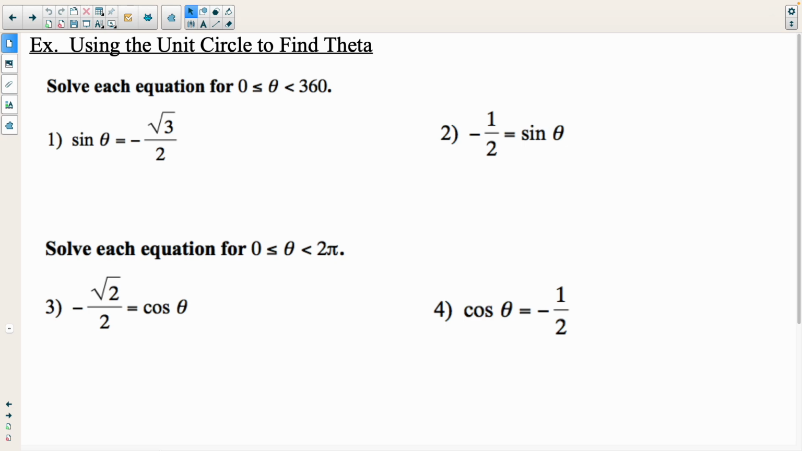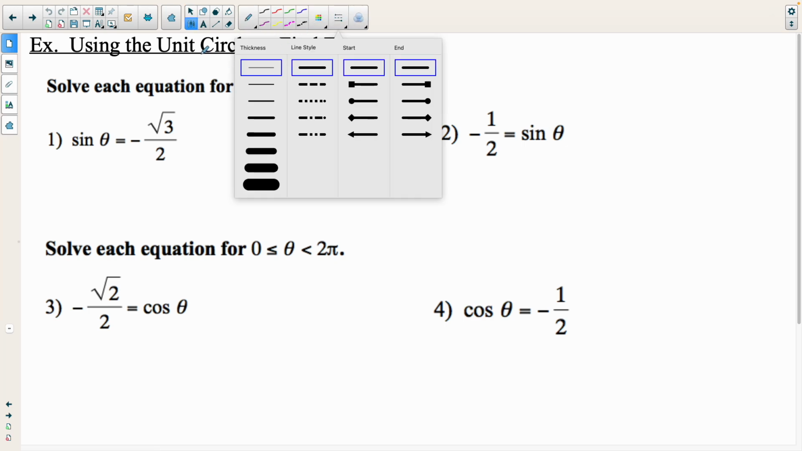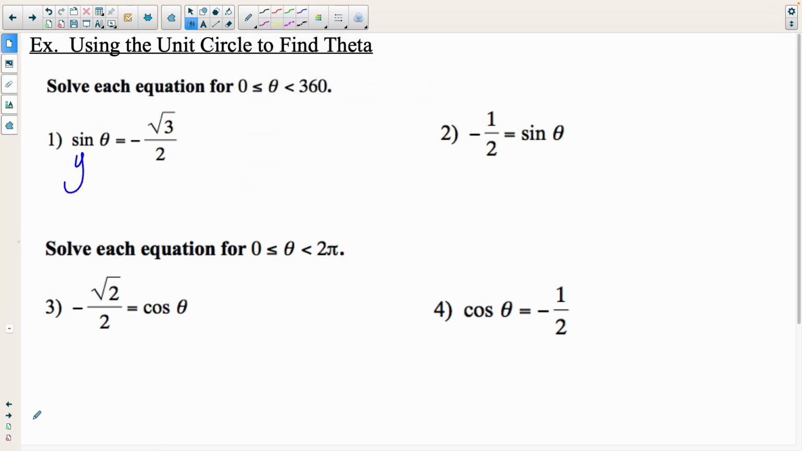So this is already solved for us. Sine of theta is alone. And we know that the sine is always the y coordinate. So we want to look at our unit circle, and we want to find the spots where the angle measures where the y coordinate is negative root 3 over 2. Okay, so start at 0, and you want to go around the circle and just look at the second coordinate. And you want to find the 2 angle measures where the y is negative root 3 over 2. Okay, and that's going to be how you solve. 300 and 240. Good.